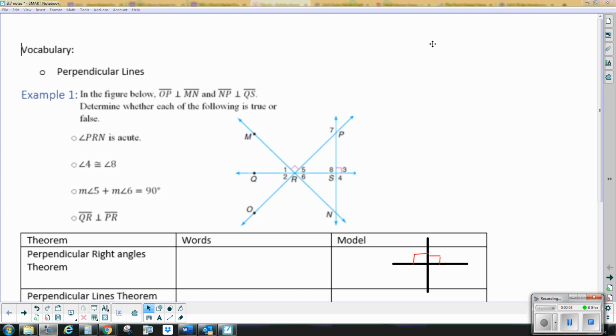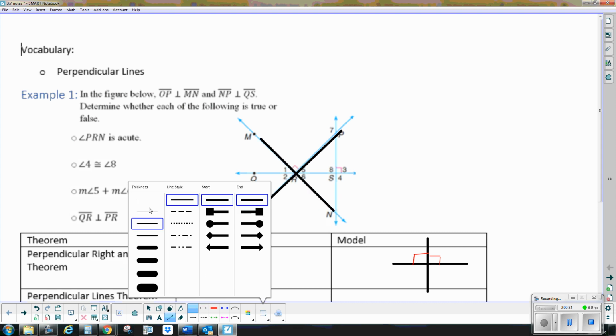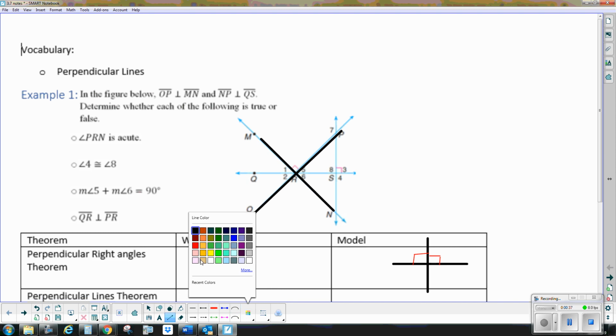In this video we're looking at perpendiculars, specifically perpendicular lines. Looking at this first example, if you remember, perpendicular means lines that intersect at a 90-degree angle. In this figure it says OP is perpendicular to MN. I'm just going to outline those lines so you can see. OP is perpendicular to MN. When we have lines that are perpendicular, we mark them with that little box. You can see that this 90-degree angle is already marked right here.